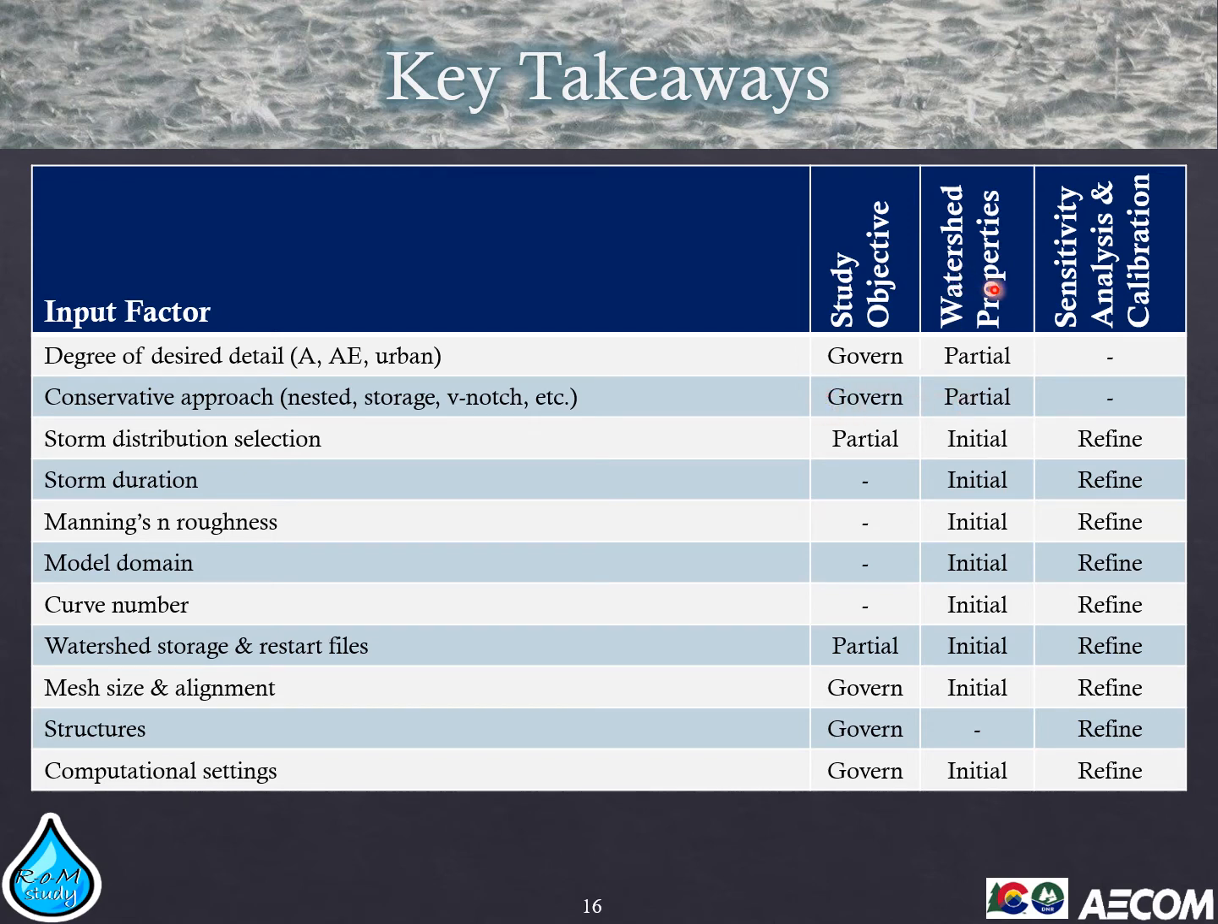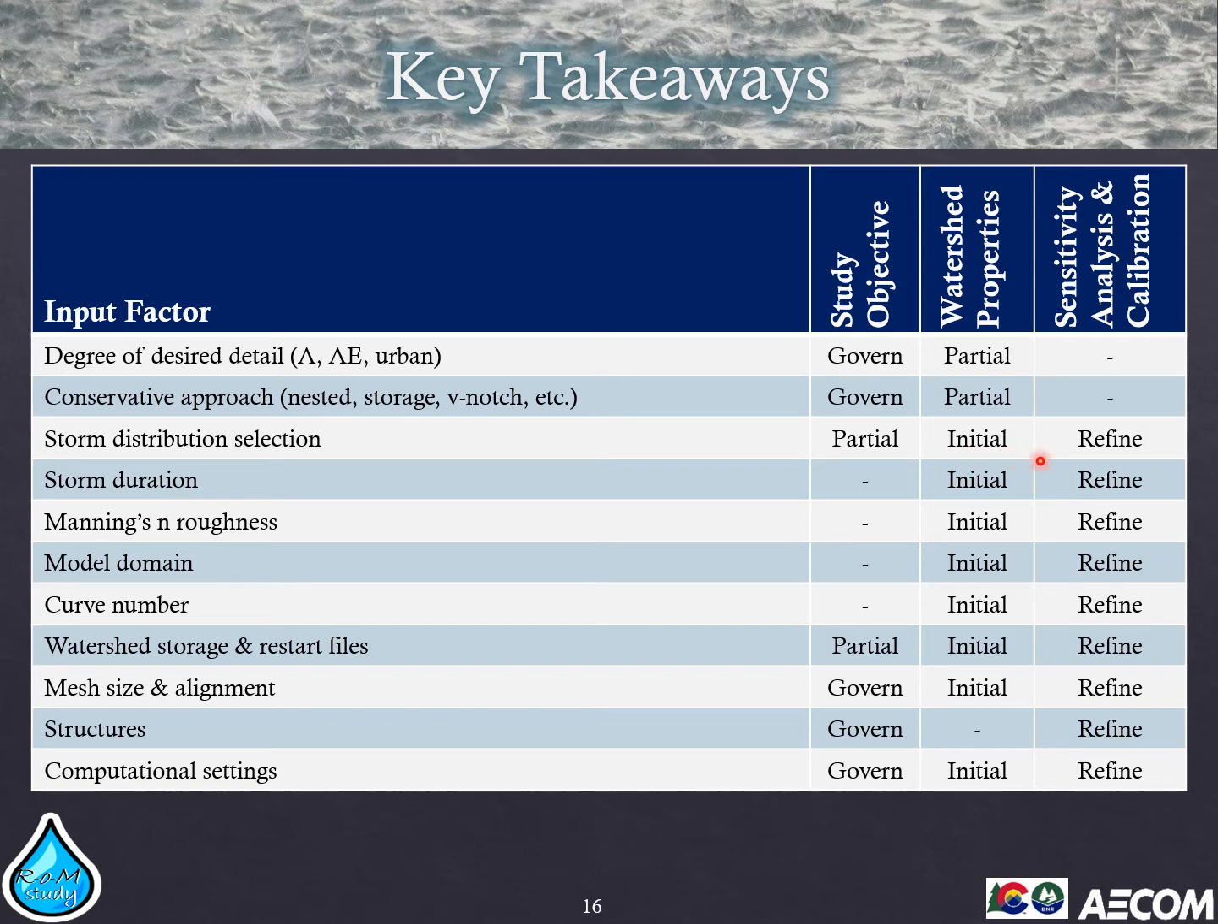Now, the watershed is going to play a small part of that as well, such as for the storage, what's going to be governed by the actual watershed conditions. As for the storm distribution selection, this is whether you would use, like, an SCS Type II or nested or NOAA. That's going to be a little bit tied to the study objective like we just discussed, but also largely based on where it's located regionally.